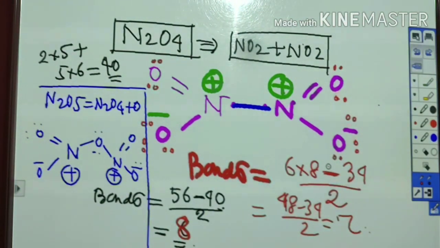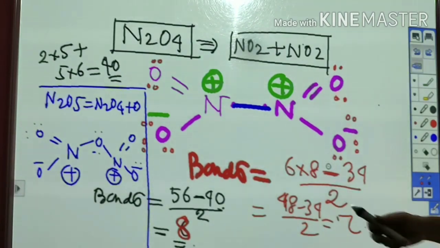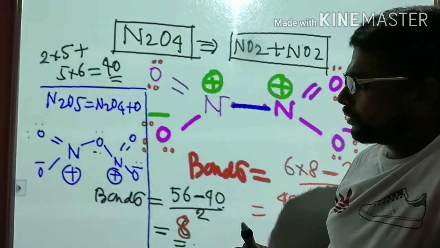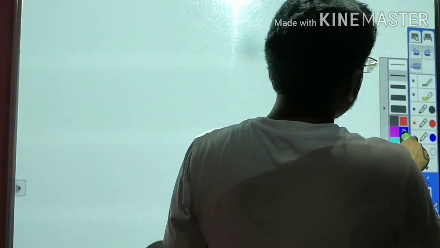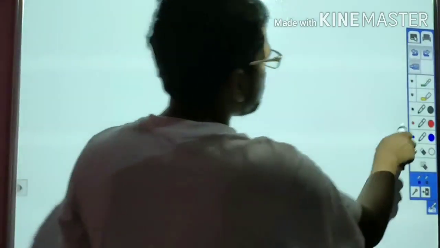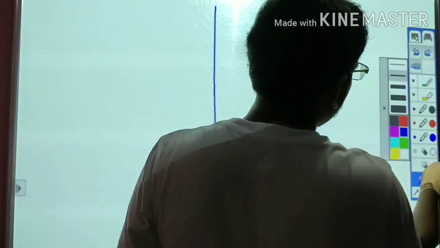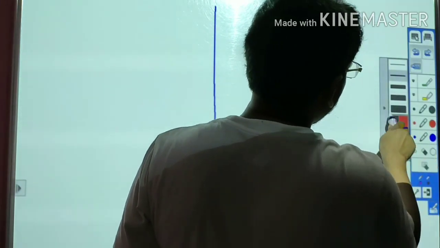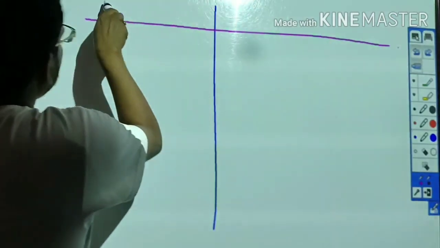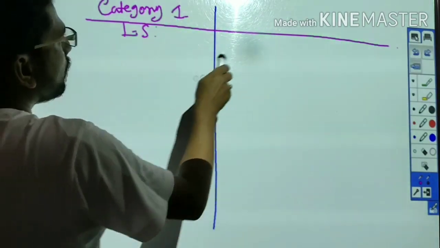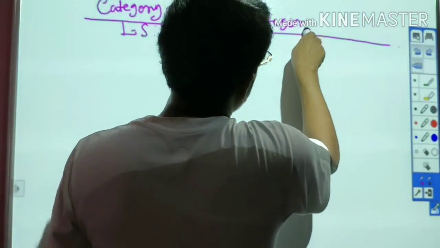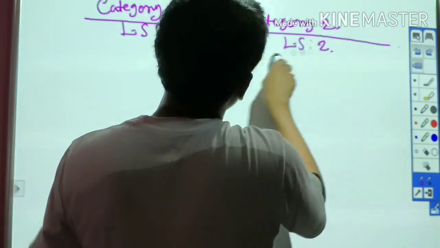So if you follow this formula, if you follow these rules, whatever I mentioned, you can draw any Lewis structure. Please go through yesterday's video. Yesterday I showed the Lewis structure. See, I have divided. Now let me tell you briefly. I have divided category 1, which means Lewis structure 1, and category 2, Lewis structure 2.